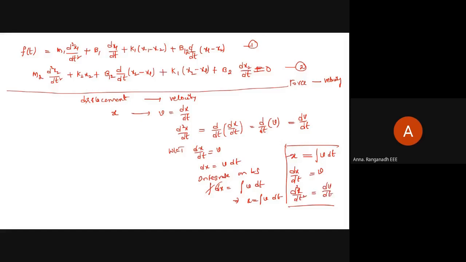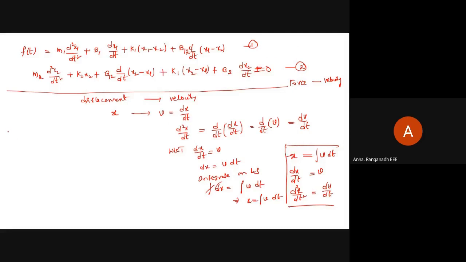If your equation consists of x, you can write integral v dt. If your equation consists of dx by dt, you can write velocity. If your equation consists of d square x by dt square, you will write dv by dt. So by substituting these parameters in equations 1 and 2, the equations will become.